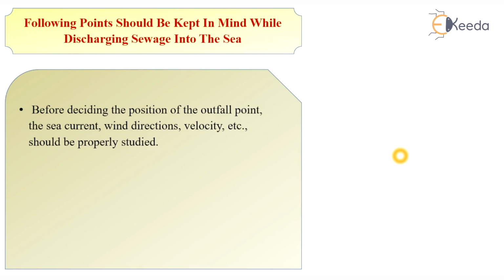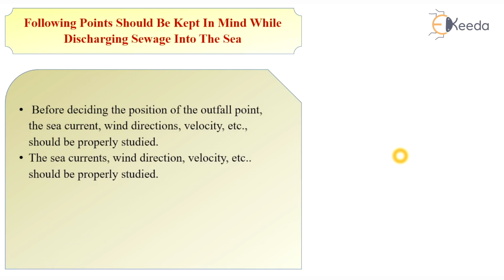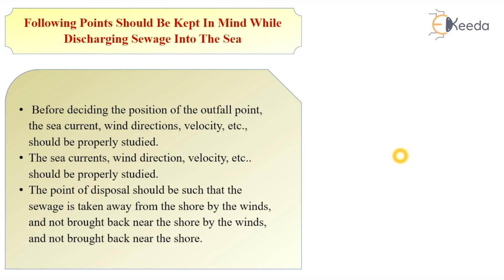Also, before deciding the position of the outfall point, the sea current, wind direction, velocity, etc. should be properly studied. Once we have studied these, the point of disposal should be selected such that the sewage is taken away from the shore by the wind and not brought back near the shore.